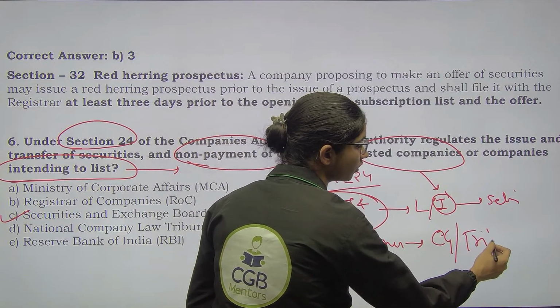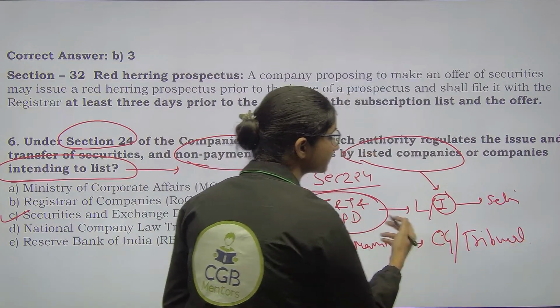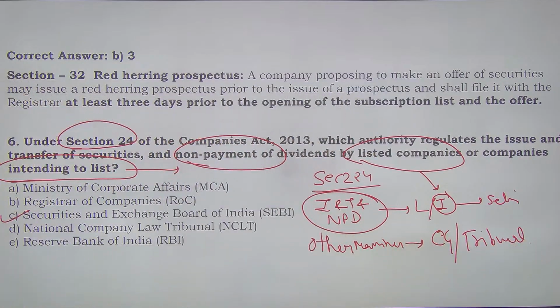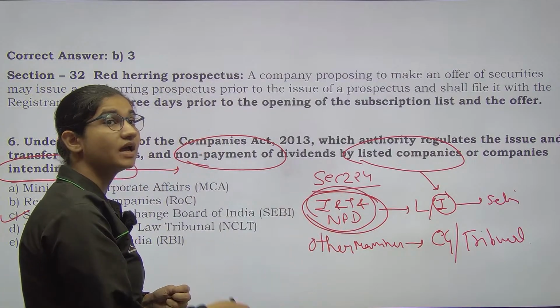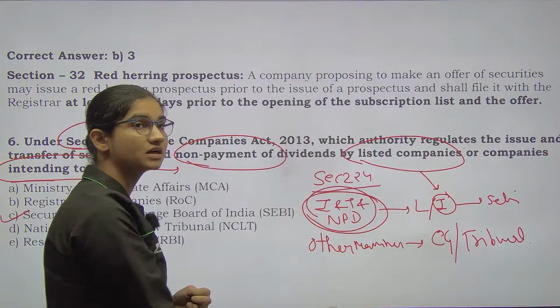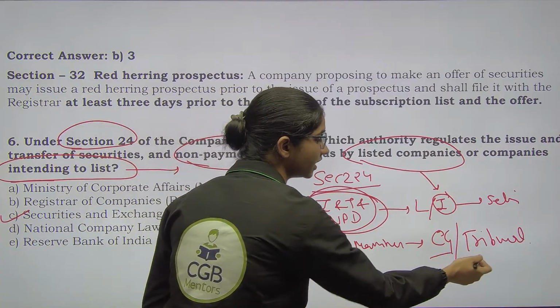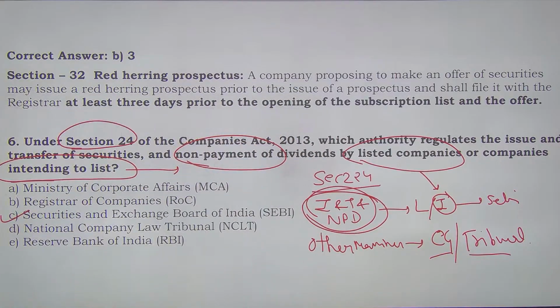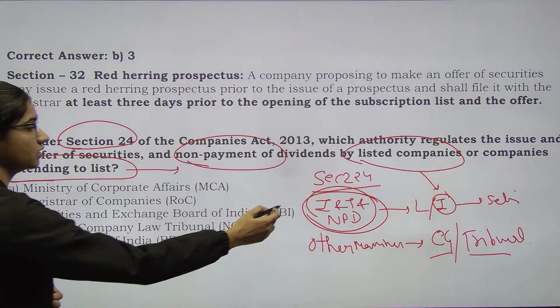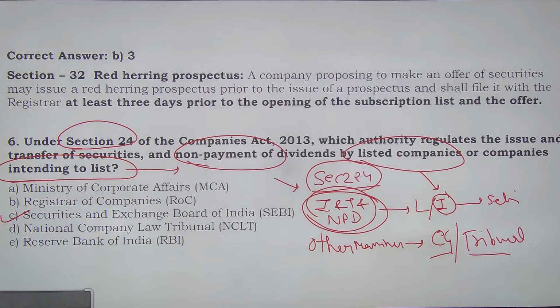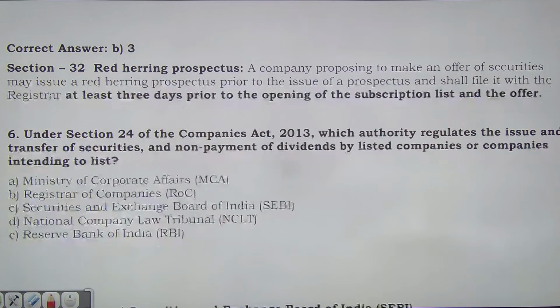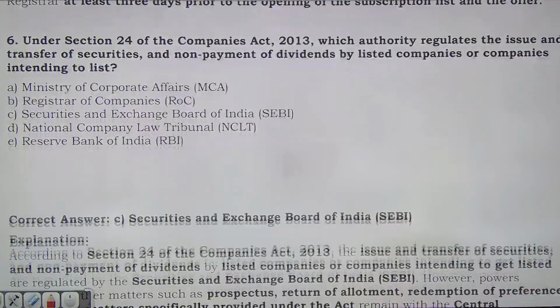ठीक है, so all other matters of these companies and also of the other companies, this particular matter of other companies and any other matter of these company and other company will be seen by whom? By CG and tribunal. Okay, so this was the section number 24. These were the provisions that section number 24 was trying to teach you. Okay, now moving forward to the next जो हमारा question है.